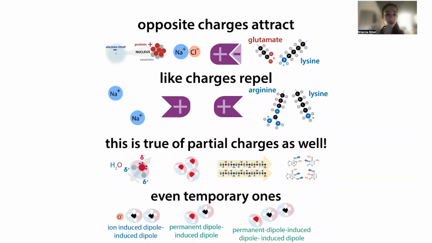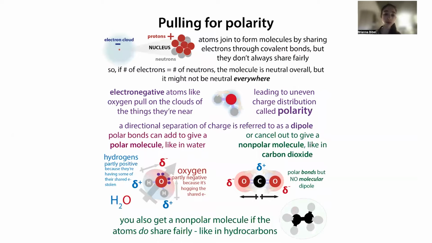So a lot of what goes on in chemistry and biochemistry, basically a lot of the reasons why atoms and molecules do what they do, is because of charge. So you have opposite charges attract and like charges repel. And this is true of even partial charges as well. And so we see partial charges in molecules like water, where you have a polar molecule, where those atoms are linked up through covalent bonds.